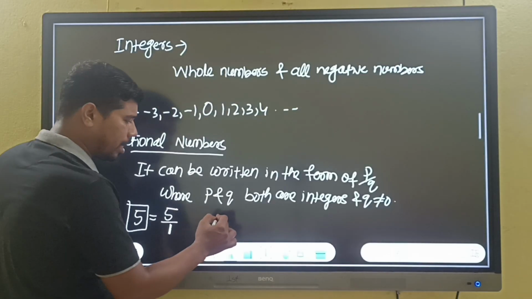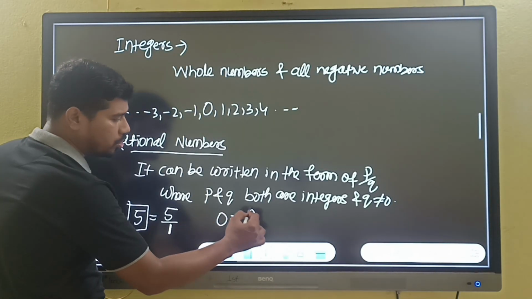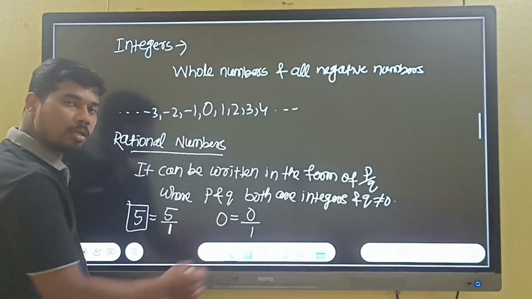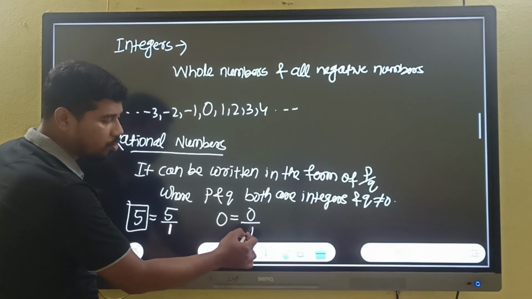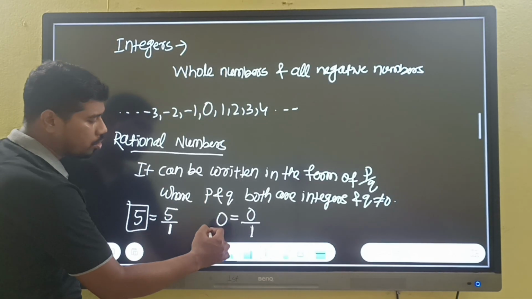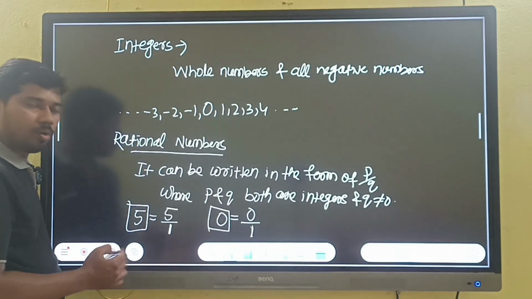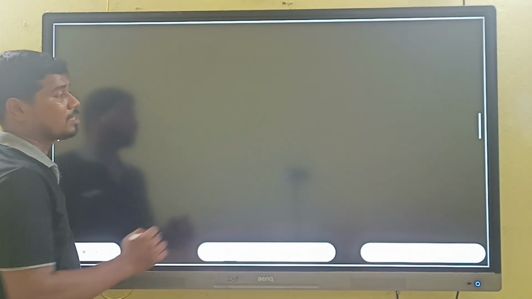Like that, if you take another example, 0. 0 we can write in the form of 0 upon 1. In P upon Q form, Q is the denominator, and that should not be equal to 0. So 0 is also a rational number. Okay. Now we will discuss all the properties of rational numbers.